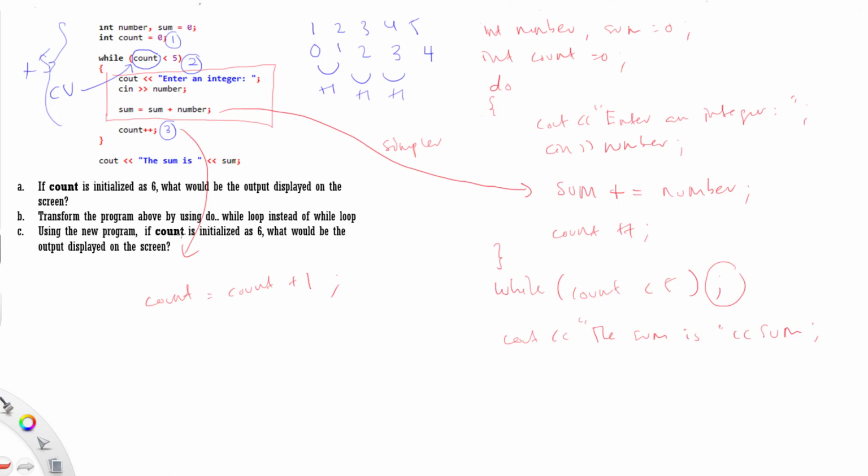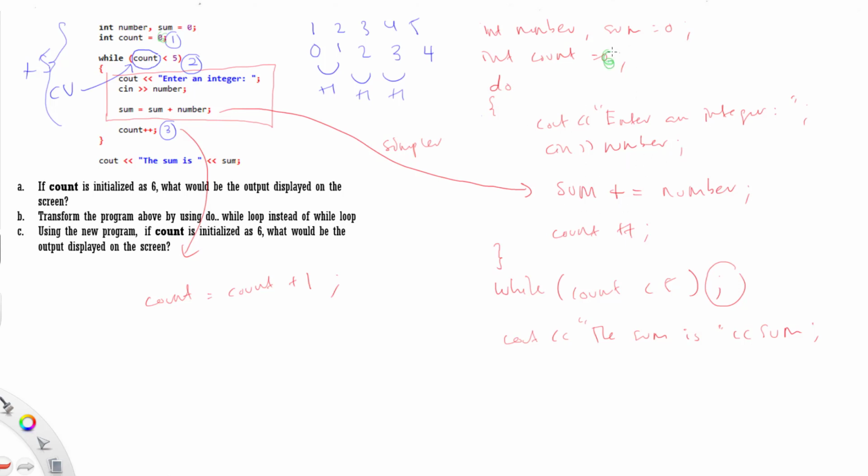It says here, using the new program, if count is initialized as 6, what would be the output displayed on the screen? Okay, so let's try to change this. Instead of writing 0 here, we'll write 6. With a while loop, if we write it as 6, we know that we cannot go inside, because 6 is not less than 5, so we cannot even execute this statement. But with a do while loop, we know that it can be executed at least once.